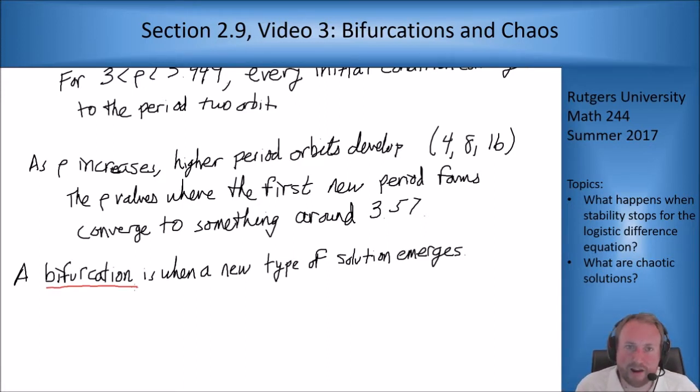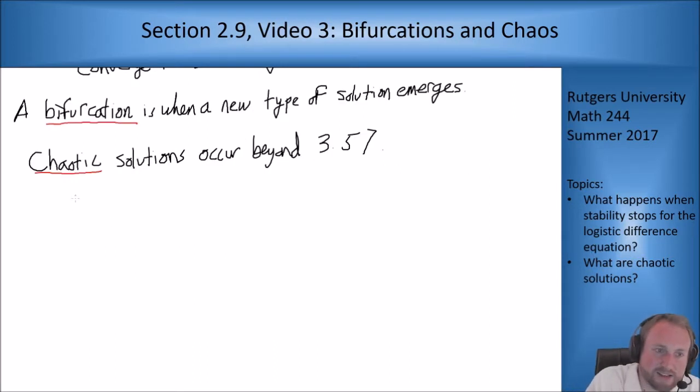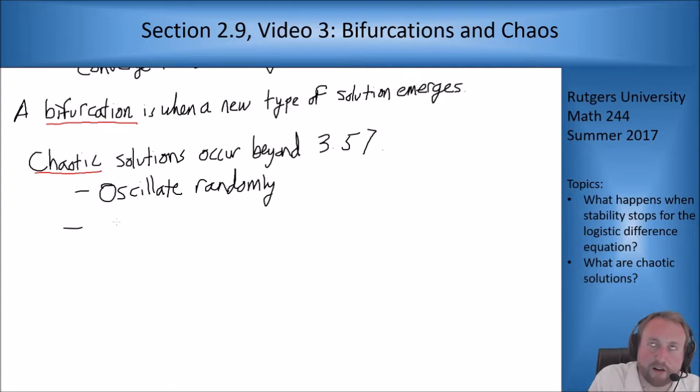What happens beyond there is what's called a chaotic solution. These solutions are called chaotic because they oscillate, but they don't oscillate in a predictable manner. They're kind of random in where they go up and down and how they move around. So chaos, random things. And also, they're extremely sensitive to initial conditions. So these solutions oscillate kind of randomly, and are very sensitive to initial conditions.